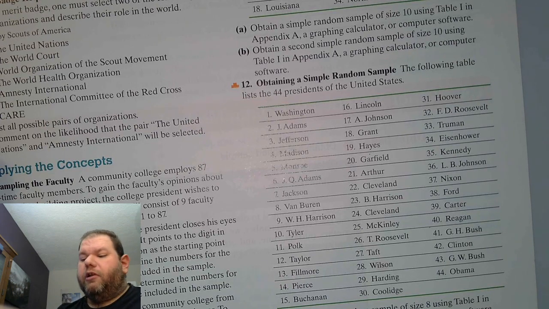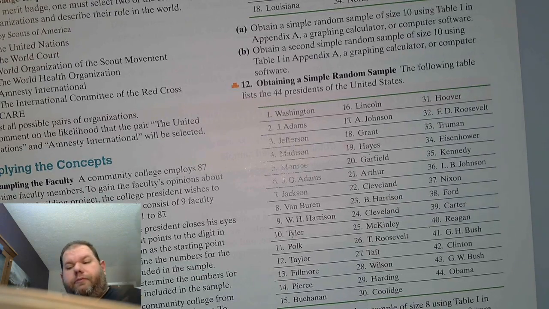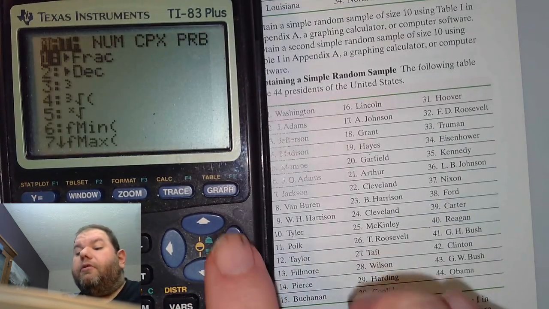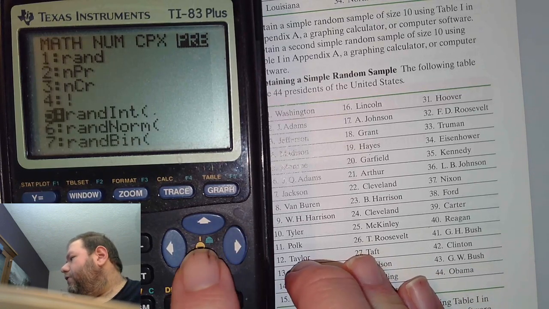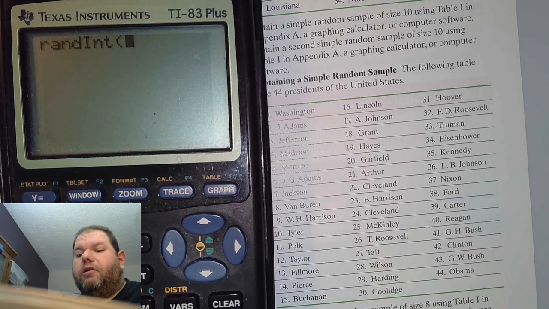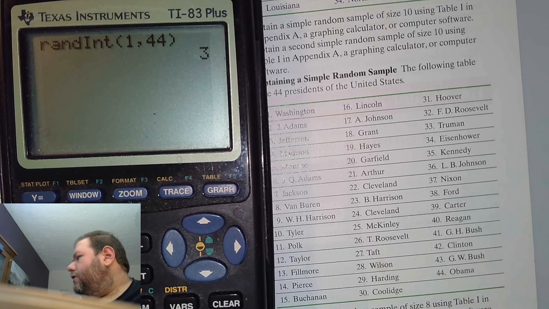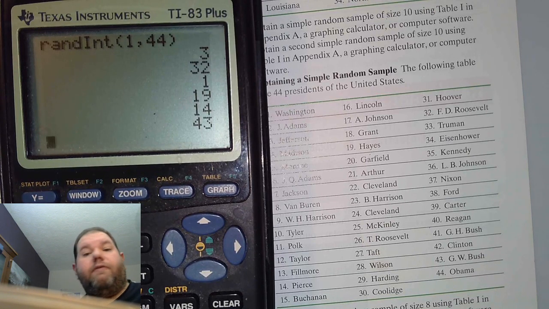We could generate a random number and multiply it by 44, or we could say, let's see, math, over to PRB, probability. If we want to use the random int function, random integer, we would say 1, 44. We want to make sure the second number is the last number on the list. The 8 means that we would do this 8 times. Now the nice part about this function, random int 1, 44, is we can just keep pressing enter and it'll execute the command again and just give us different numbers.